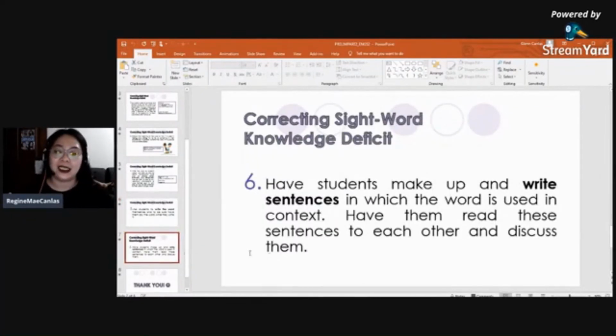And lastly, have the students make up and write sentences in which the word is used in context. Have them read these sentences to each other and discuss them. Students now have a little idea about the word. It will help them easily understand a new word. You can do a pairing activity where they can create their own sentences with the new word.